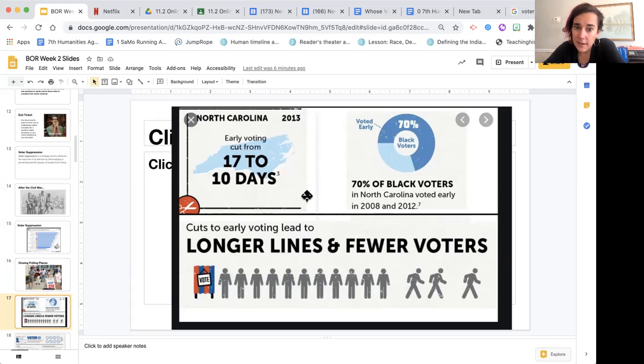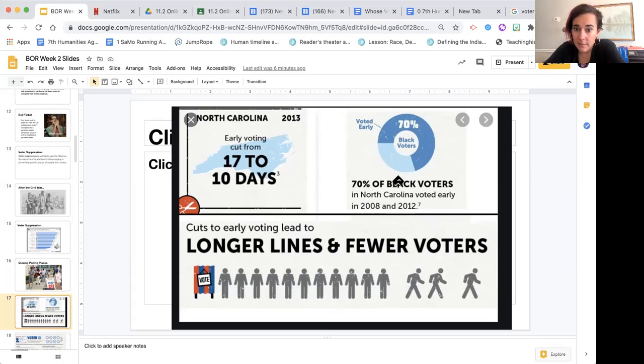This, in North Carolina in particular, we looked at a huge percentage of Black voters in North Carolina, 70% of Black voters voted early. So the early voting cuts were thought to affect Black voters in North Carolina more than other groups.